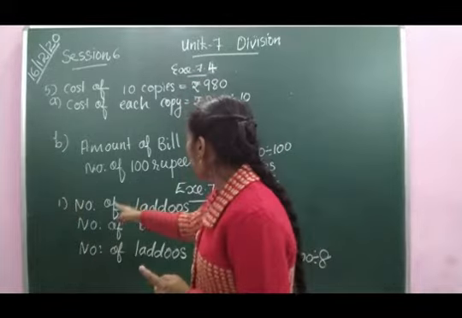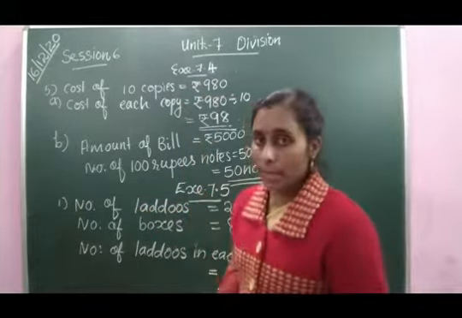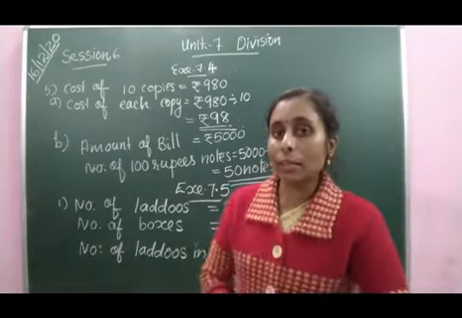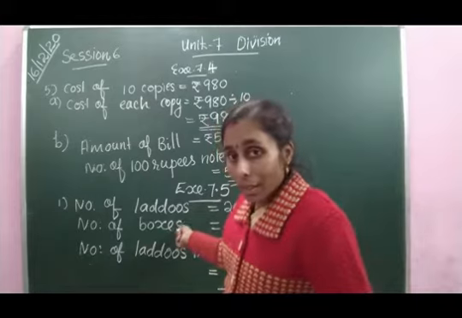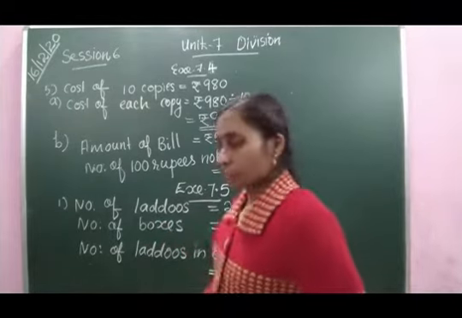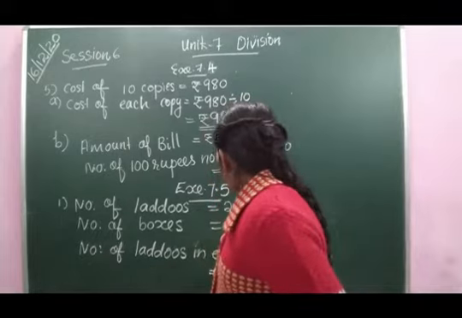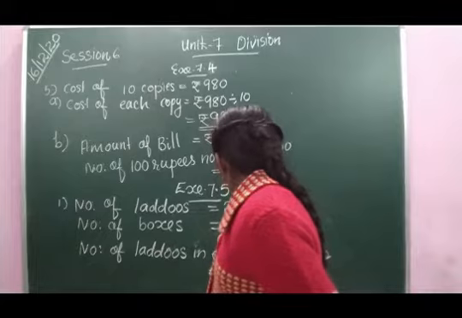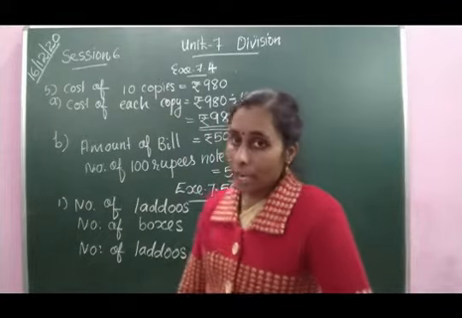Okay. Here, number of ladus, that is 200. And the number of boxes is given. How many boxes are there? 8 boxes. Number of boxes, 8. Then number of ladus in each box, that is 200 divided by 8.